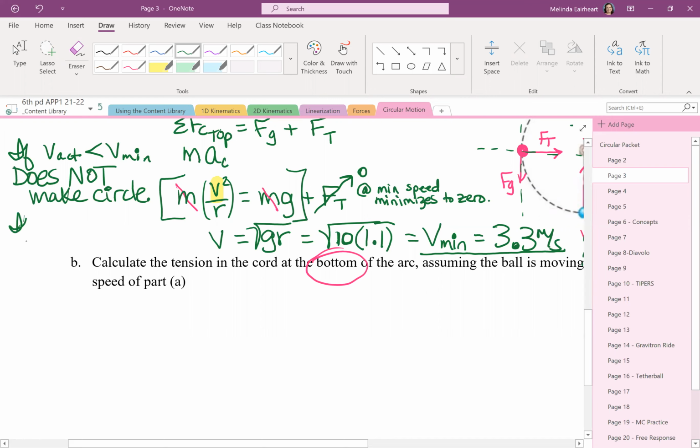What if you were above? What if v actual is greater than the minimum? You'll stay in the circle, but what about our math? What about our equation would change? Now we would have tension. So tension would be greater than our zero. It would increase above zero. You would feel the tug in the string, okay? You'd still make the circle. Everybody would be okay. You would just feel more tug. If it's you in the car on the roller coaster, you would feel more pressure with the seat.